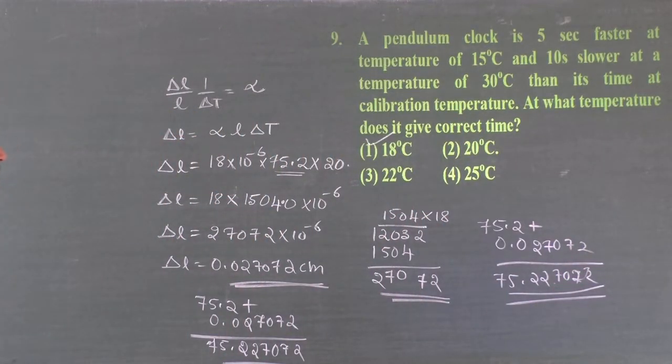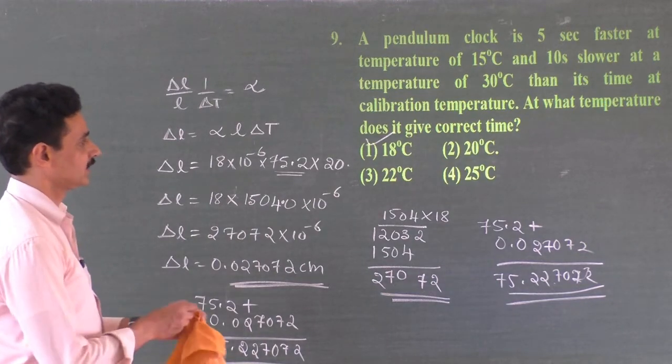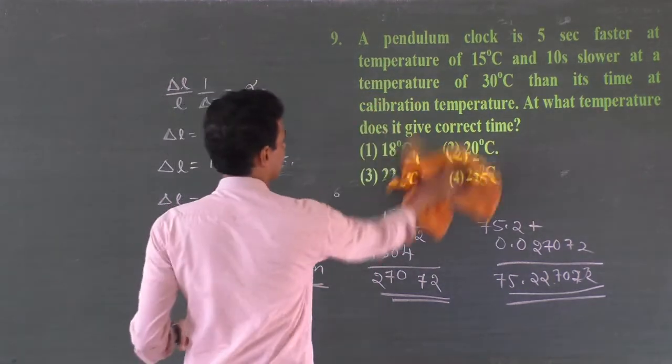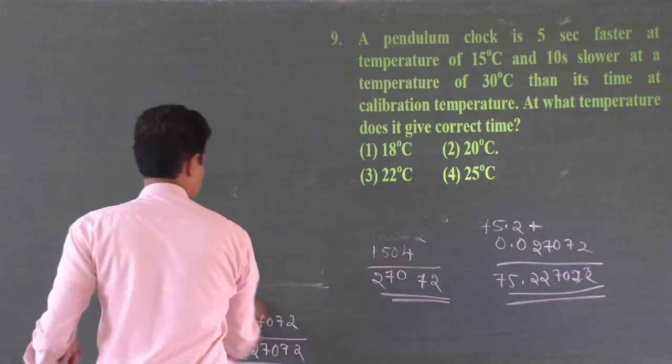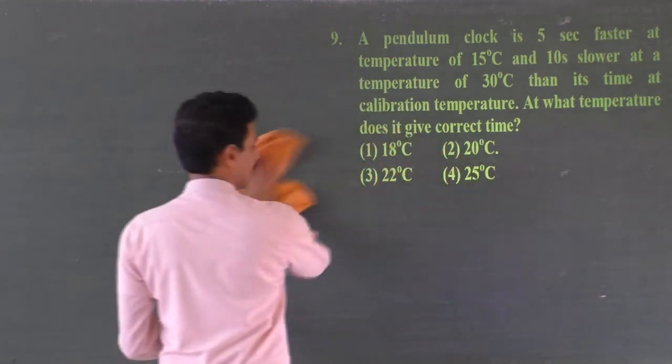9. A pendulum clock is 5 seconds faster at temperature of 15 degrees Celsius and 10 seconds slower at a temperature of 30 degrees Celsius than its calibration temperature. Then at what temperature does it show correct time?